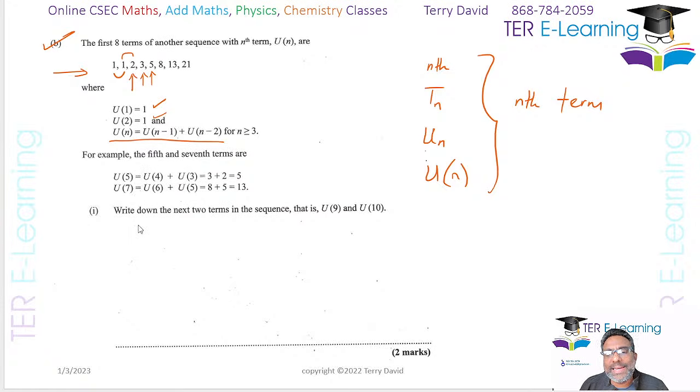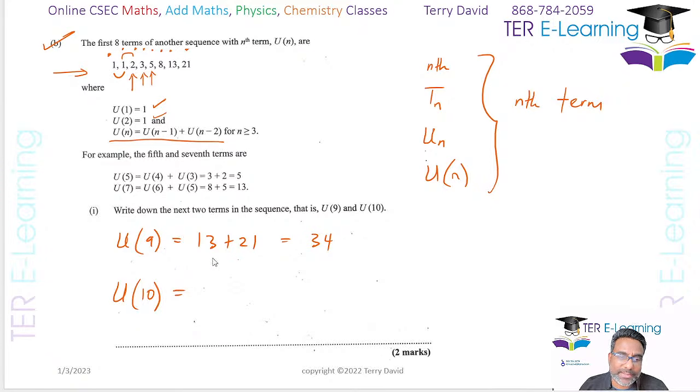They said write down the next 2 terms in the sequence, that is u9 and u10, right? So what we have so far, we have 1, 2, 3, 4, 5, 6, 7, 8. So we need to work out u9. So u9 is simply going to be 13 plus 21, which is going to be 34. That's your 9th term in this particular sequence. Hope that's making some sense. And we need to work out the next one now. So that's u9. We want to work out u10.